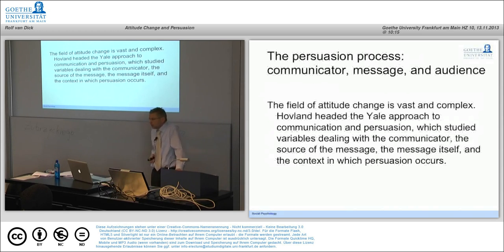The field of attitude change is vast and complex, and a researcher called Hovland headed the approach at Yale University. This was funded by President Roosevelt at the beginning of the 1940s, and it was taken as a US initiative to win the war. They wanted Hovland to study means that helped the American army to convince their own soldiers to stay in combat longer and to endure difficulties, and also to convince the American general population that it was good and necessary to fight the war against the Nazis.